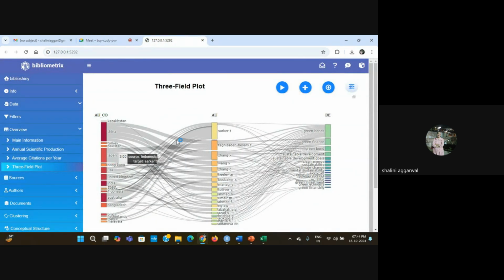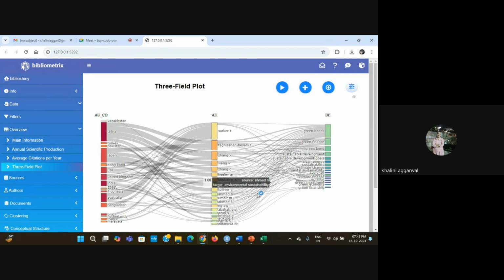So what we have done is we have tried to make a 3-field plot. This is also very, very important, which you do not normally see in an SLR paper, right? So this is very important. Here there is the country of the author, this is the name of the author, and this is the keywords.